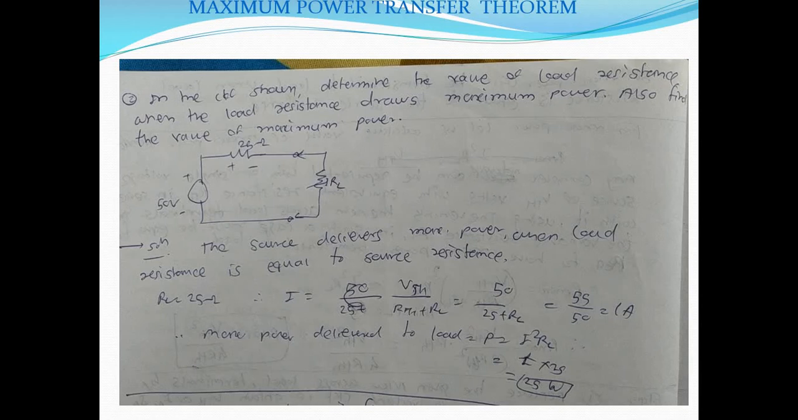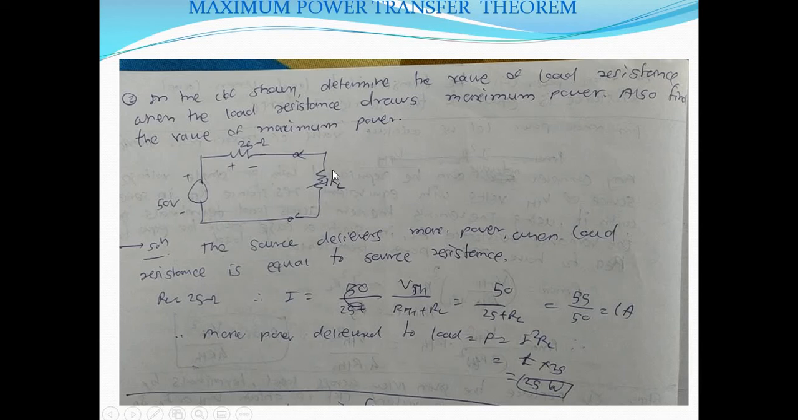Now the second type of question. Here the value of 50 volt is given, the value of 25 ohm is given, which is nothing but RTH. This is VTH, and we need to find the value of RL. In the circuit shown, determine the value of load resistance RL at which it draws maximum power. Also find the value of maximum power.